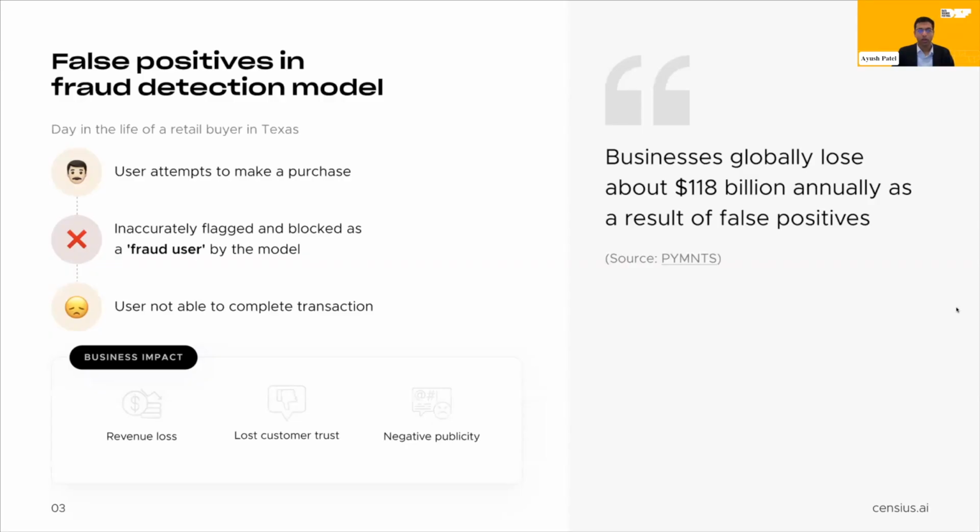So let's walk through what a real life scenario looks like. This is a use case that we've seen occurring again and again across different industries that are focusing on these kind of transactions. So false positives, where we are predicting something that is not accurate. For example, a user attempts to make a purchase in an online e-commerce transaction, and they're getting inaccurately flagged as a fraud user by the model. They are legitimate users, but because they are being flagged as fraud, their transactions get blocked, and the user is unable to complete the transaction.